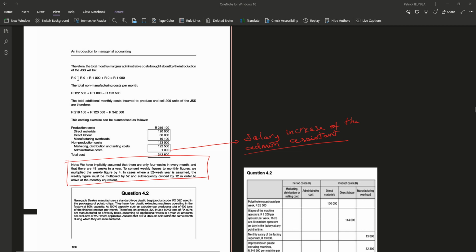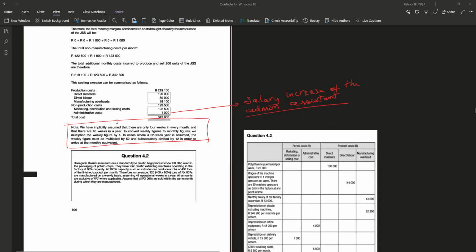cost. That's why we are putting a 0 plus a 0 and 1,000 plus 0. Very important that you understand that. Remember, we have our total manufacturing cost and our total non-manufacturing cost. When we add them together, that's how we get that 342,000, right? That 342,000 is the total cost that relates to this project.